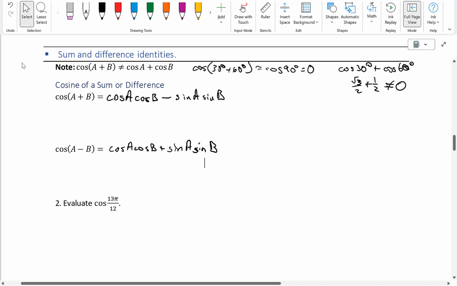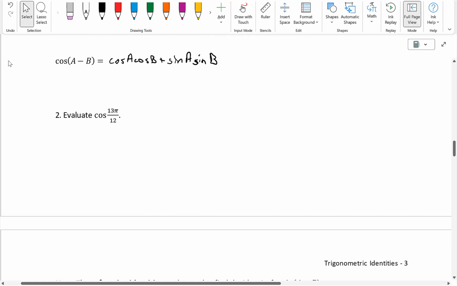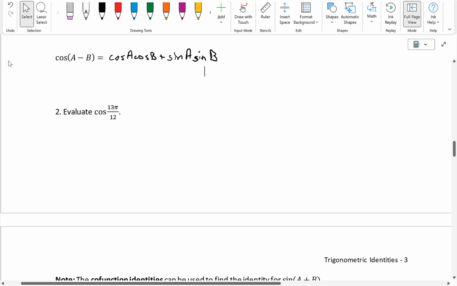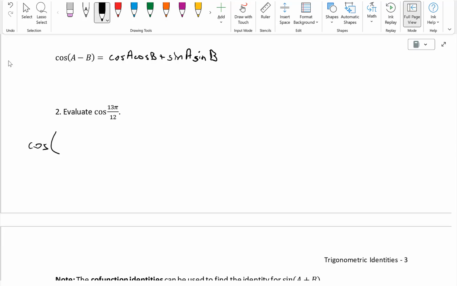So if we have something like cosine of 13 pi over 12 here, that's not a unit circle value, we can use these identities to figure out an exact value for it. We can break the 13 pi over 12 up by adding together 9 pi over 12 and 4 pi over 12. If we reduce those, we get 3 pi over 4 plus pi over 3. So we've reduced it to a couple unit circle values that we can evaluate to find an answer, to simplify or evaluate this cosine of 13 pi over 12.